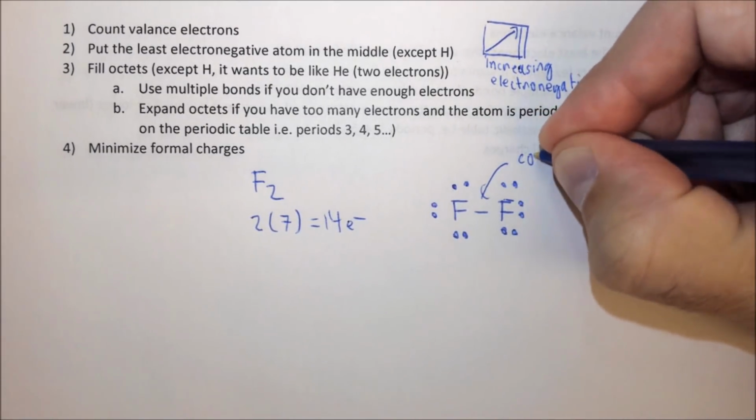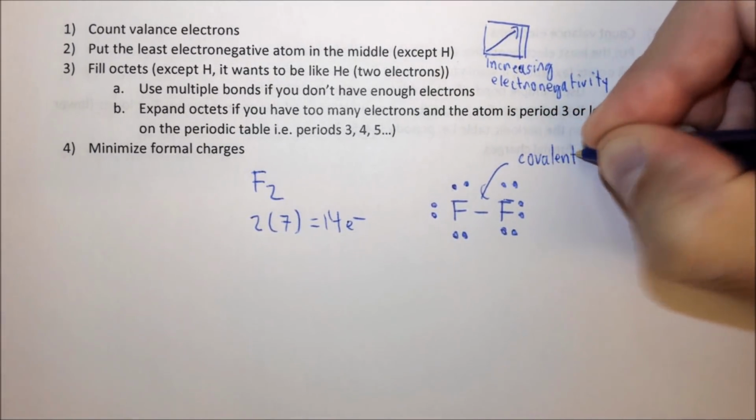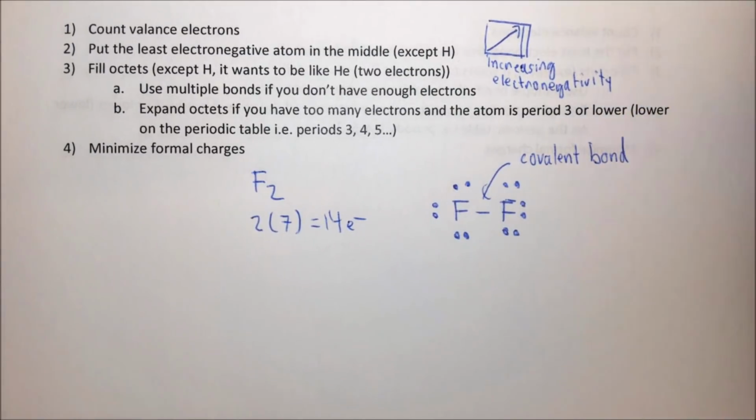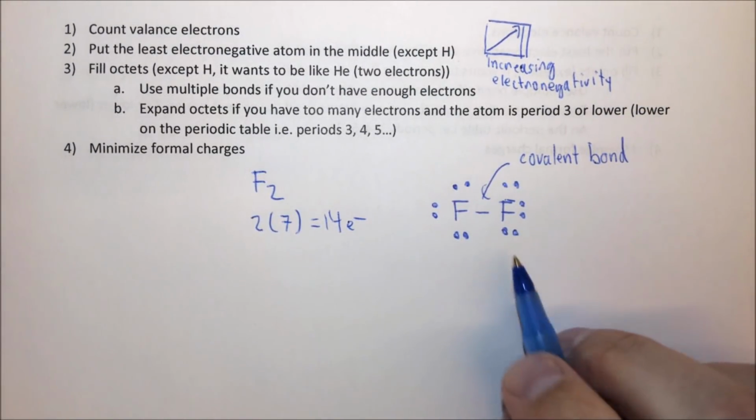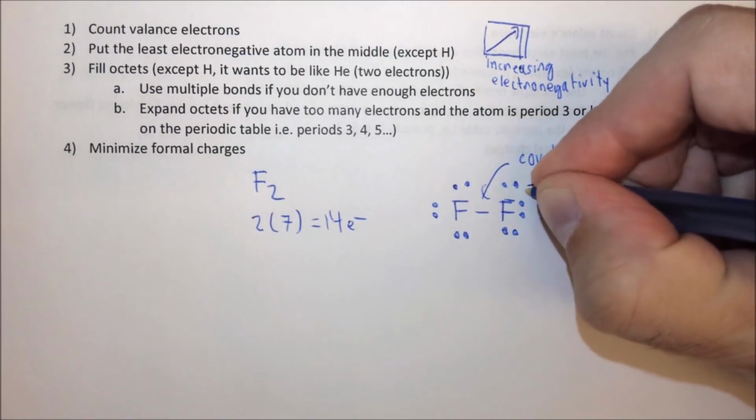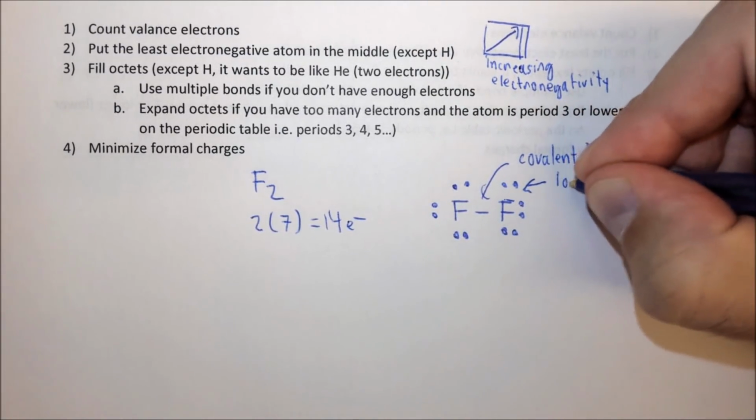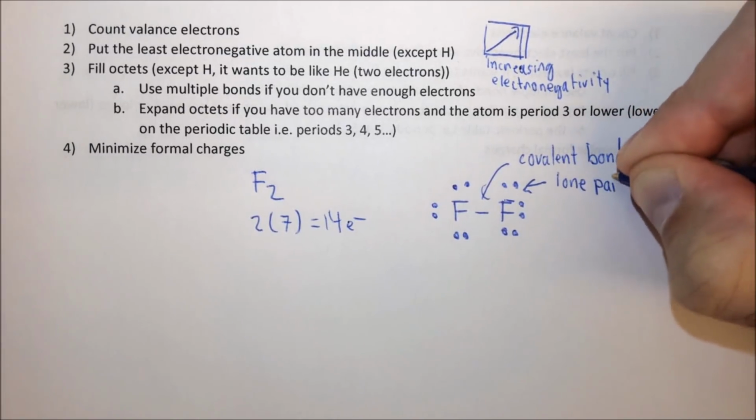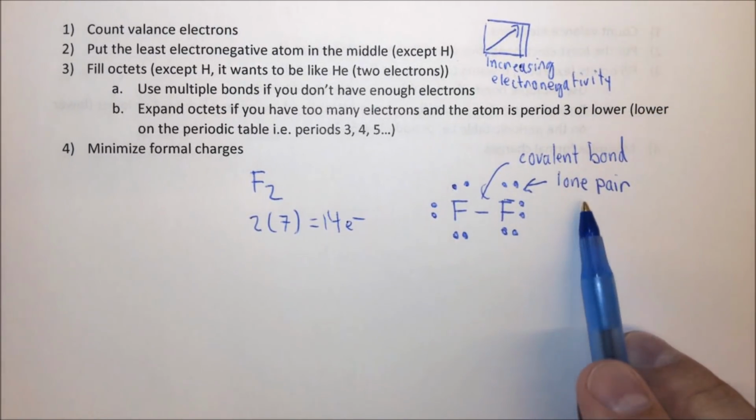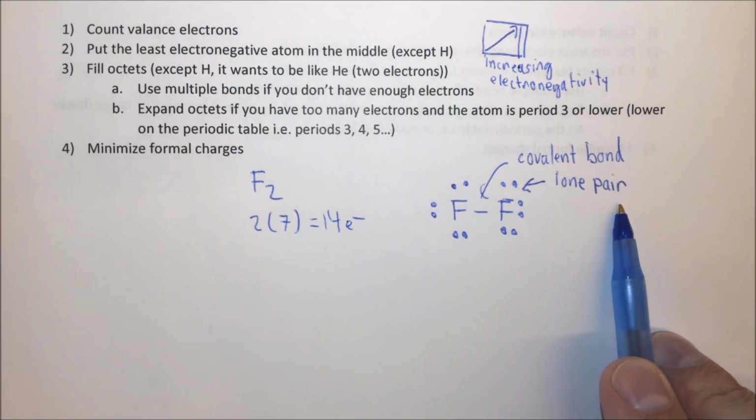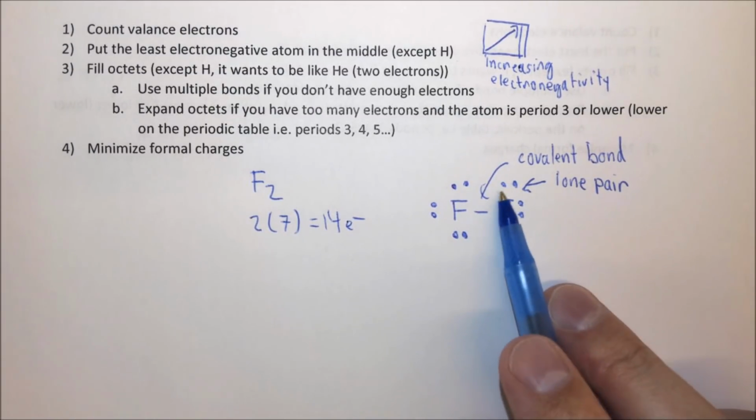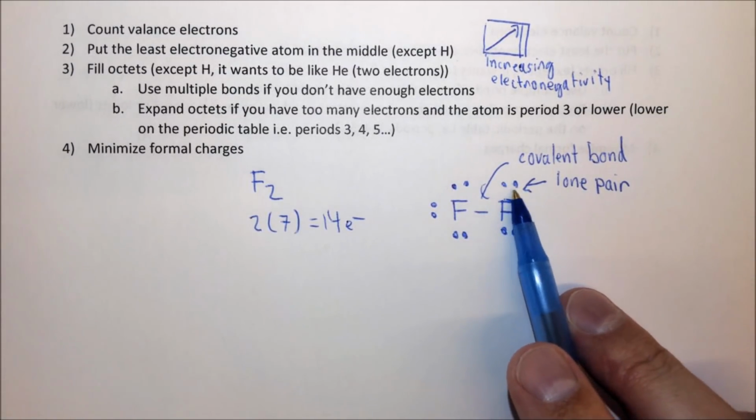This is called a covalent bond. More specifically, it's called a single covalent bond. These, all of them, I'm only going to put an arrow to this one, is called a lone pair. Note that the term is lone pair. They come in pairs. They should not be single electrons. They always come in pairs.